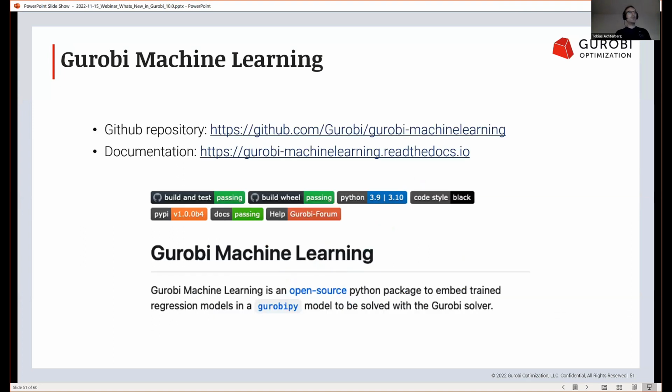Okay, here's the page for the Gurobi machine learning package. You can find the package at that URL, and there's also Read the Docs documentation so that you understand how to use it. It's open source, as said, with the Apache license 2.0.